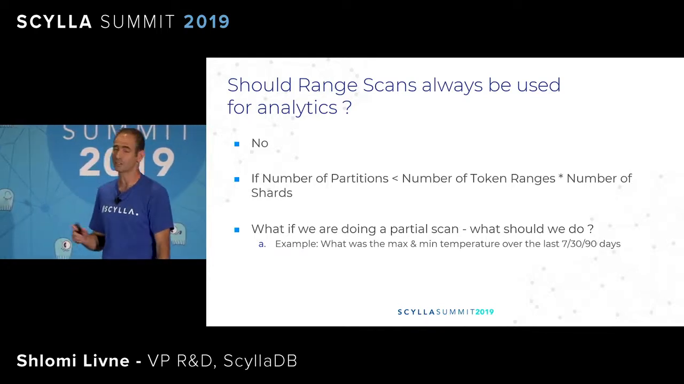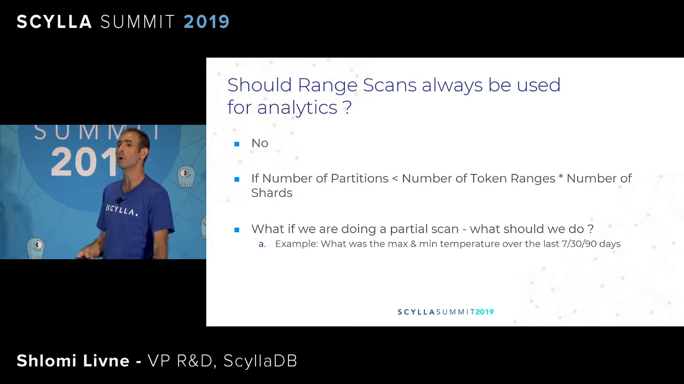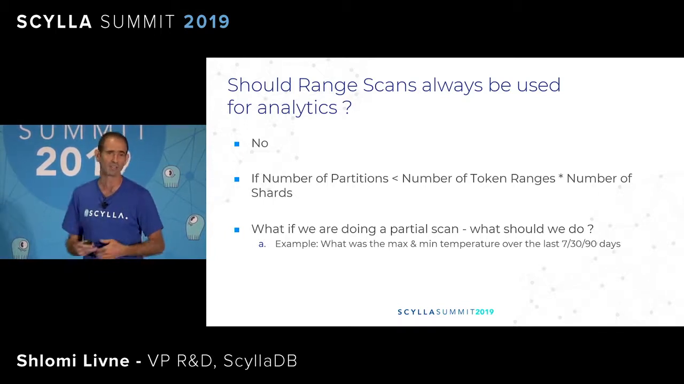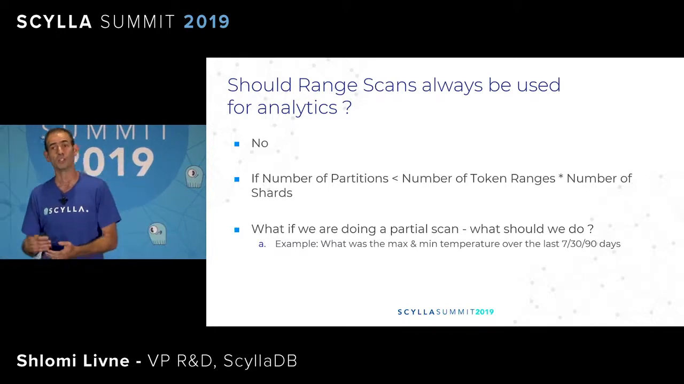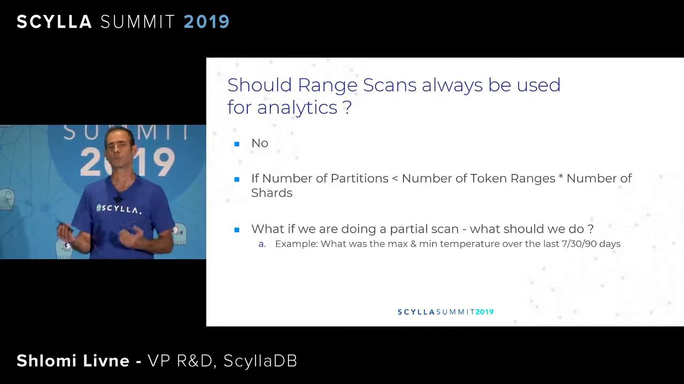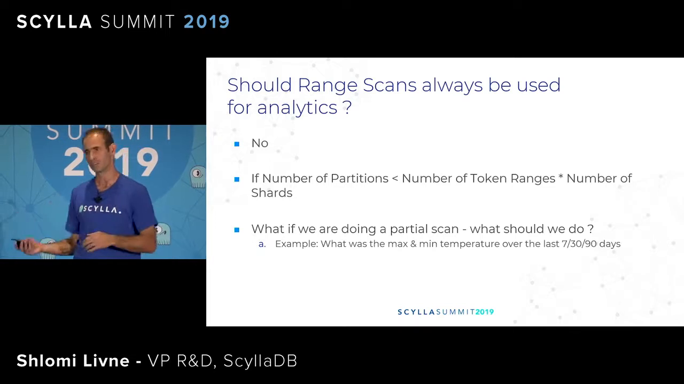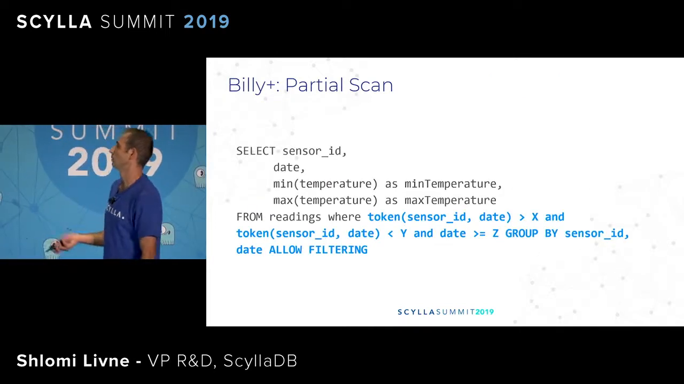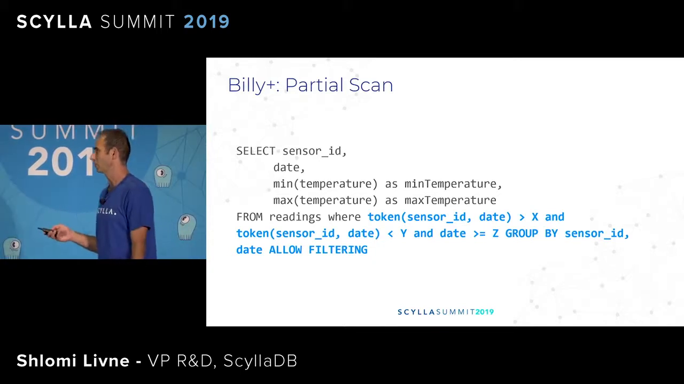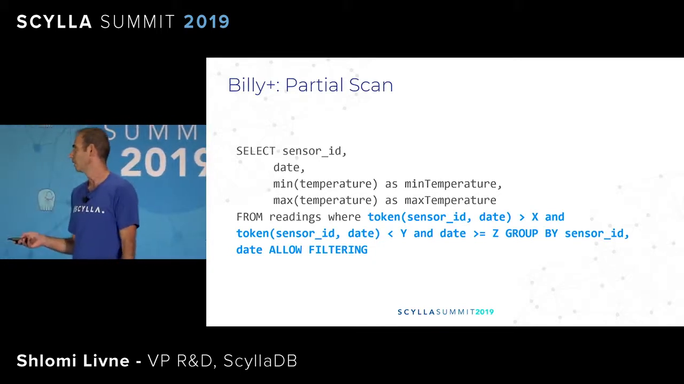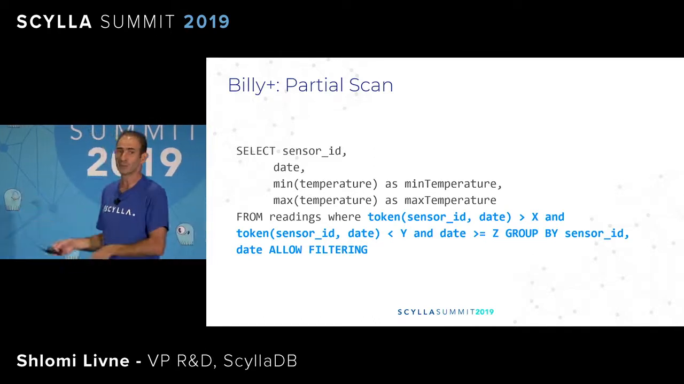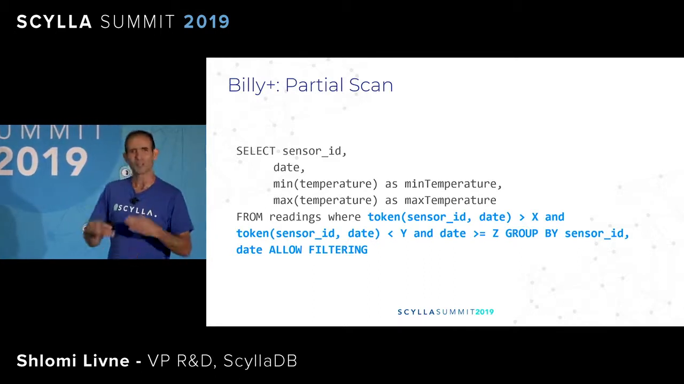Yet, let's try to answer another question. Let's say that I'm trying to do a partial scan. What if I wanted to know the minimum, maximum over the last 7 days, or 30 days, or 90 days? When should I switch between one model and the second? When we talk about partial scans, what we actually want to add is this date and allow filtering at the end. Now, if you run this right now, it won't work, but we'll fix it.